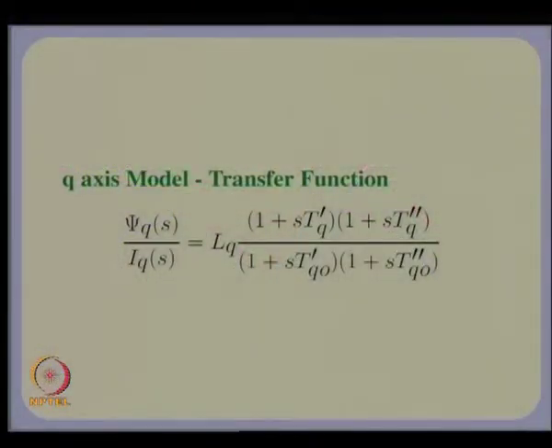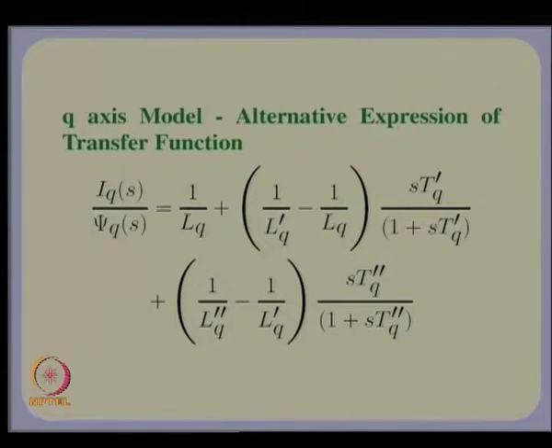So, let us focus our attention first on the q axis. The q axis transfer function is given by LQ into this second order transfer function. In fact, I should say that this is a second order transfer function and it has got 5 parameters here: 4 time constants and 1 overall gain, LQ. Now, one small diversion which we shall have right now is that you can write the same transfer function in this form.